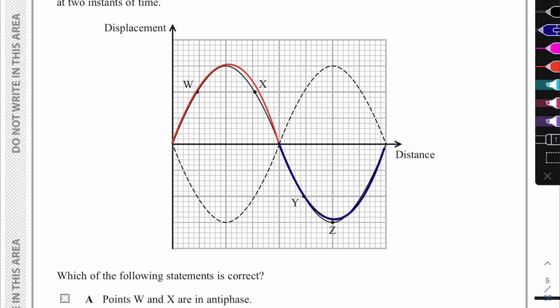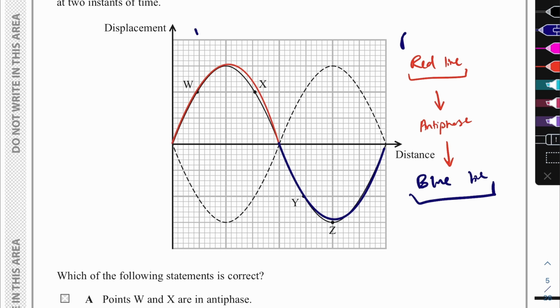So these two nodes are adjacent, right? Because they're adjacent, all of the red line, I'm going to call it, that we have noted, is in antiphase with the blue line. Okay, so that means that W and X are in phase, right? And Y and Z are also in phase.